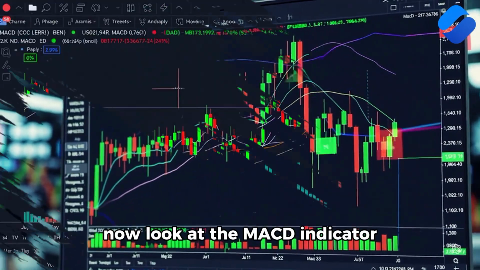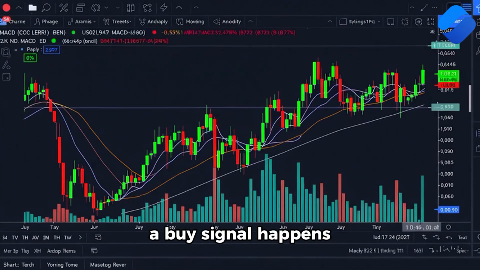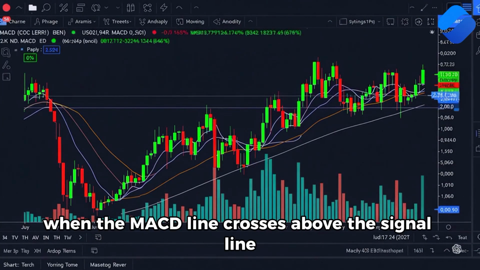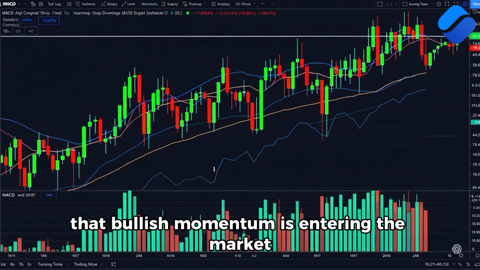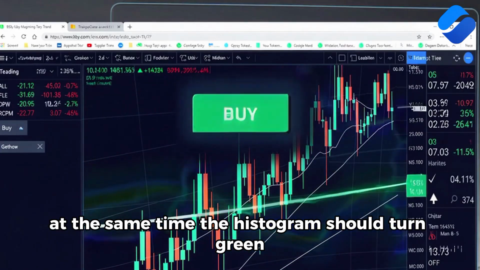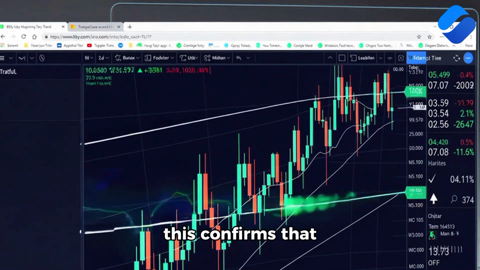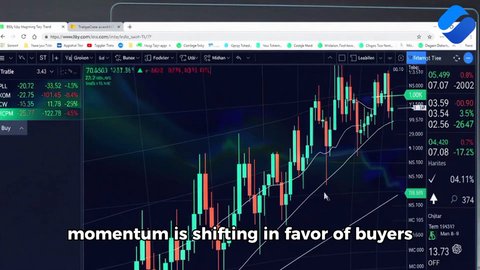Now look at the MACD indicator. A buy signal happens when the MACD line crosses above the signal line. This crossover shows that bullish momentum is entering the market. At the same time, the histogram should turn green. This confirms that momentum is shifting in favor of buyers.